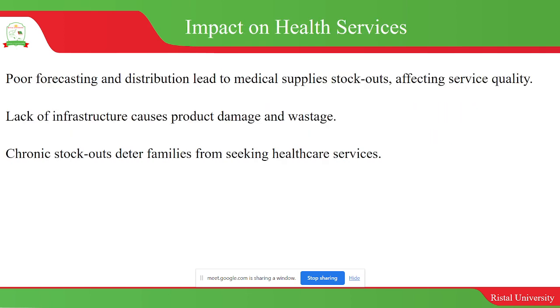So if we don't forecast what you intend to have and use in a given period of time, this will affect the delivery of healthcare services because there will be stockouts and this will affect the quality of service delivered. If the transportation, that is the distribution, is not done in the right way, you can have pharmaceutical products reaching the destinations when they are damaged. And this causes issues to do with wastage.